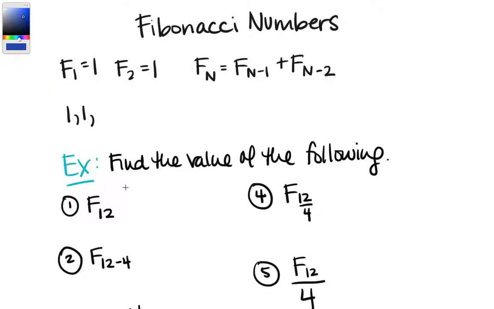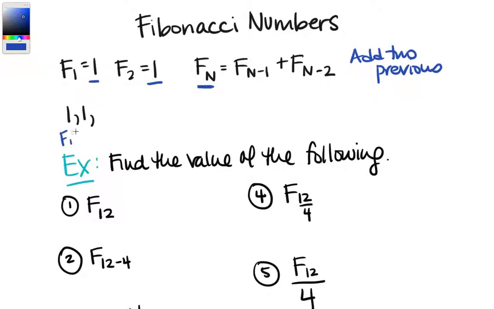Hi everyone, today we're going to be doing some examples involving Fibonacci numbers, and let's just review the idea behind Fibonacci numbers. It's a sequence of numbers and it starts with 1 and 1. F1 means the first number in the Fibonacci sequence, F2 means the second number. To get the nth one, you add the n minus first and n minus second. So this means you add the two previous.